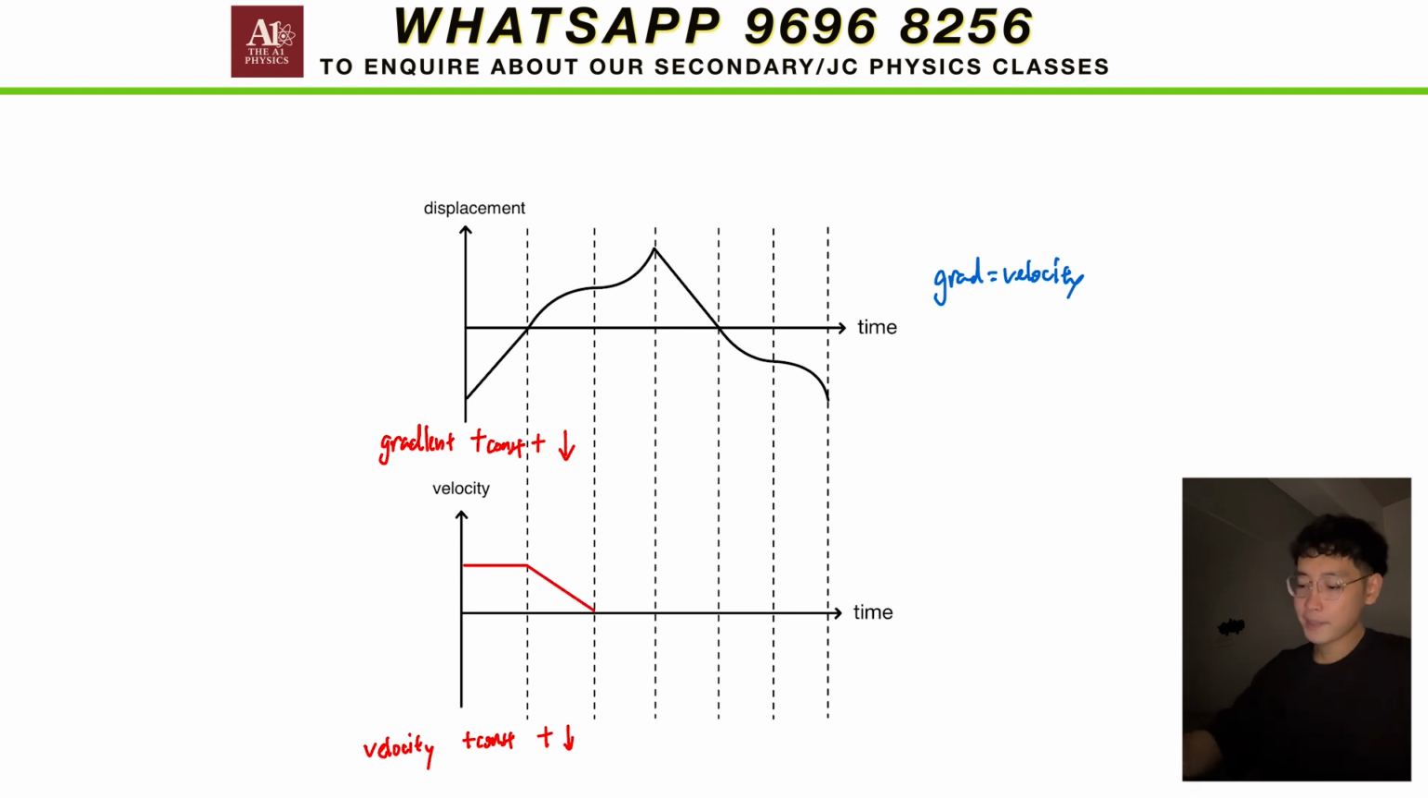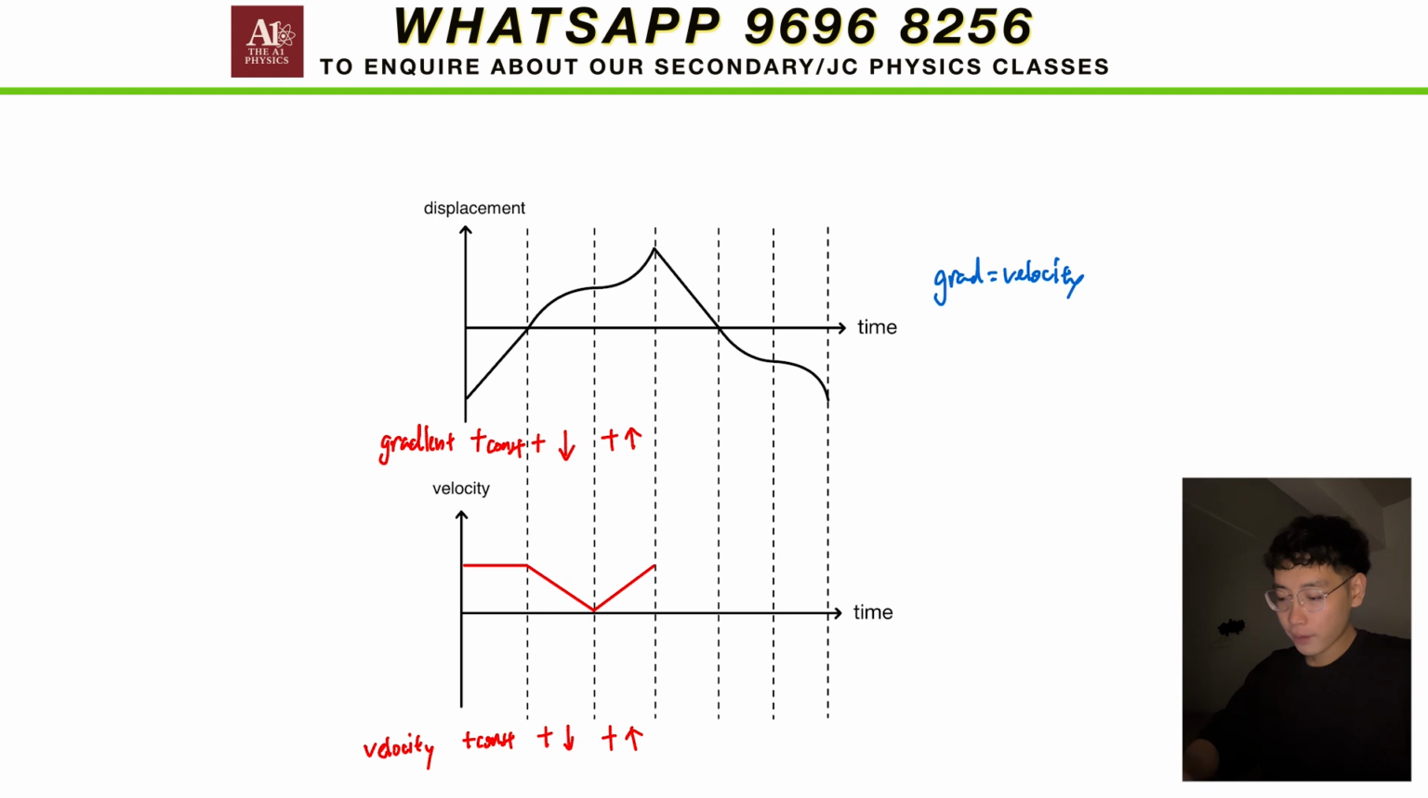Now over here for the next part of the graph, we can see that the gradient, which is the slope of the graph, is getting steeper and steeper. So it's positive and the gradient is increasing, which means that my velocity is positive and increasing, right? So positive and getting bigger and bigger. Okay, so let's go on to the last parts of the graph.